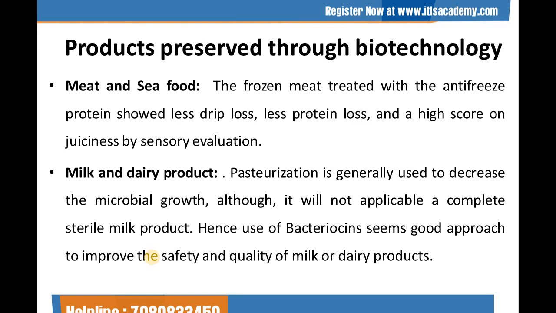Next is the milk and dairy product. Milk is a good source of calcium and minerals, considered a complete health drink. Current research indicates that it can act as a carrier for pathogenic microbes. Pasteurization is generally used to decrease the microbial growth, although it does not produce a completely sterile milk product. Hence, use of bacteriocins seems a good approach to improve the safety and quality of milk or dairy products.